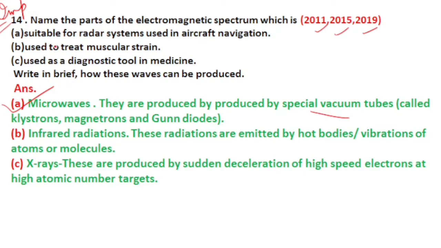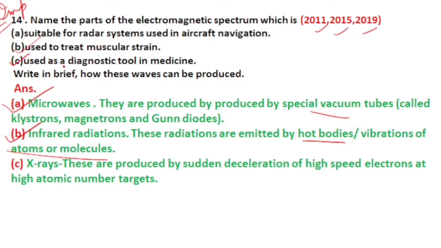Name the electromagnetic radiation which is used to treat muscular strain. B part. In muscular strain, which radiation is used? Yes, infrared radiations are used, and these are emitted by hot bodies or vibration of atoms or molecules. Next, C part.